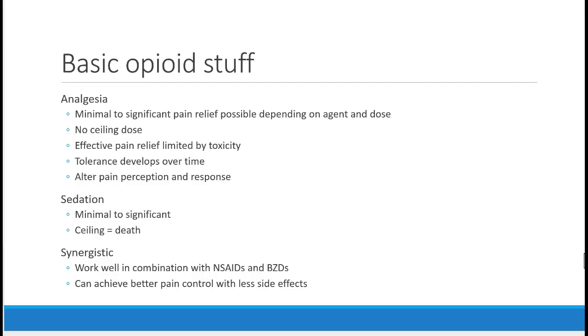There are synergistic effects with nonsteroidal anti-inflammatories and benzodiazepines. They work very well to achieve pain control as a combination. So a lot of times you'll see NSAIDs and opioids prescribed. You see Tylenol and opioids prescribed a lot with respect to Norco and Percocet, and that's a synergistic effect there too.